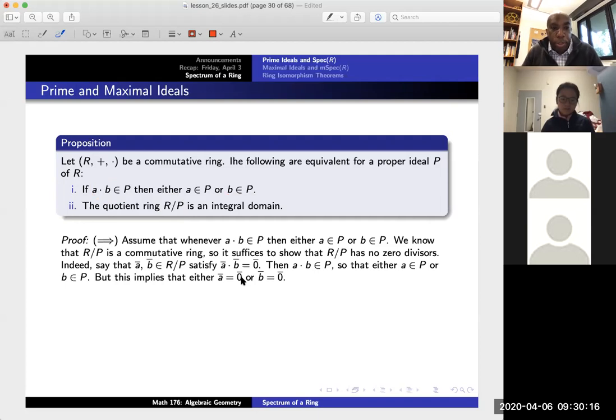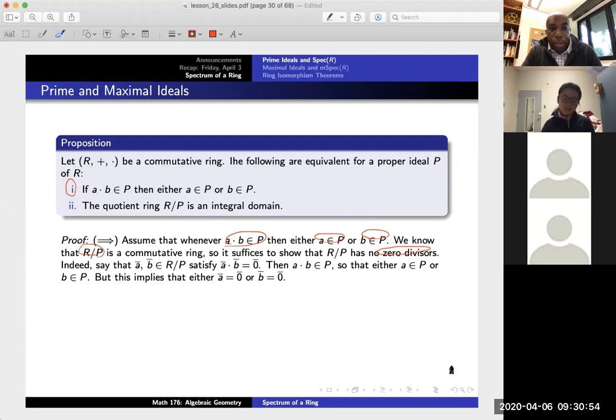Let's first assume property I is true, right? So that is whenever A times B is in P, then either A is in P or B is in P. So let's assume that this here is the case. Well, P is a proper ideal. So according to the previous proposition, R mod P is a commutative ring. So really, I have to show that R mod P has no zero divisors. Right? That's what it means to be an integral domain. It's a commutative ring with no zero divisors.